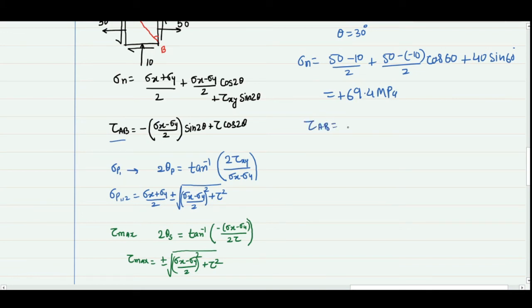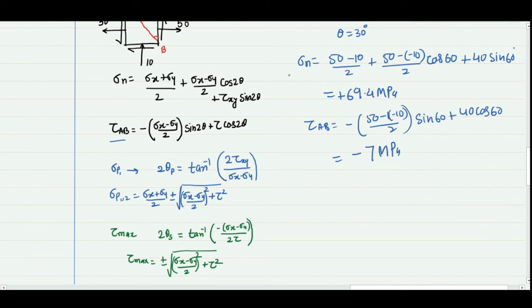The shear stress comes out as minus (50 minus 10) by 2 sin 60 degrees plus 40 cos 60 degrees. So you will get a value of minus 7 amperes.